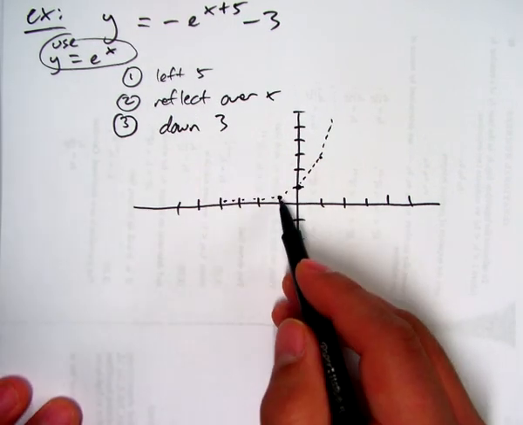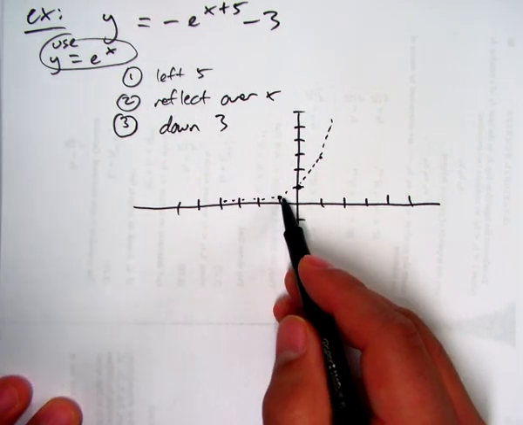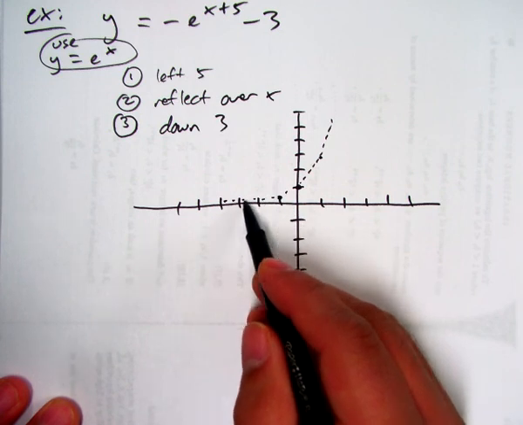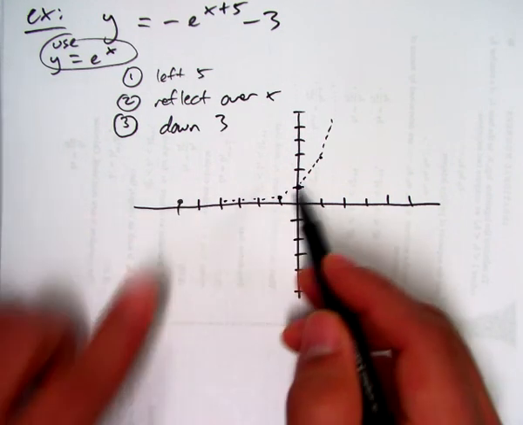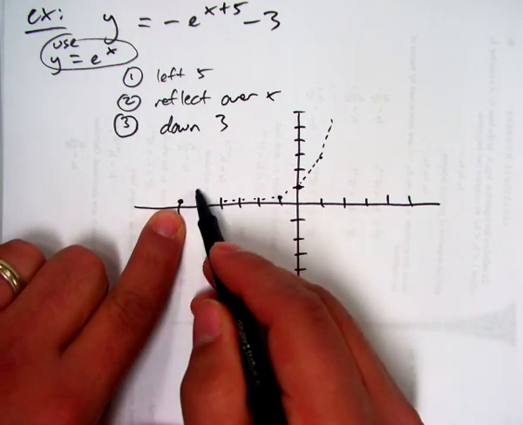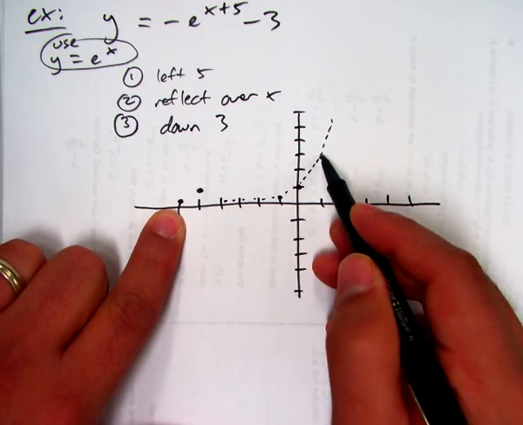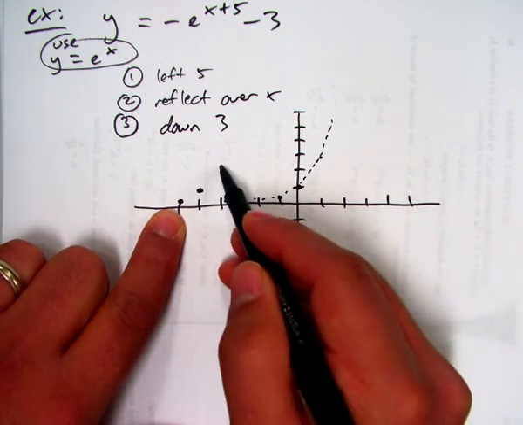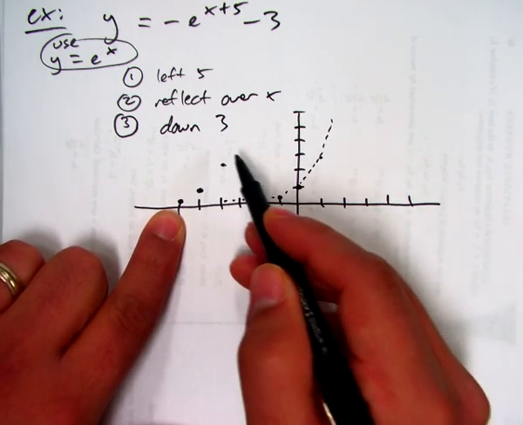We're going to take these points and move them all left 5. So this point goes left 1, 2, 3, 4, 5. This y-intercept gets shifted over 5 units. And then this point, which was almost at 3, gets shifted over. So we've done the first step.